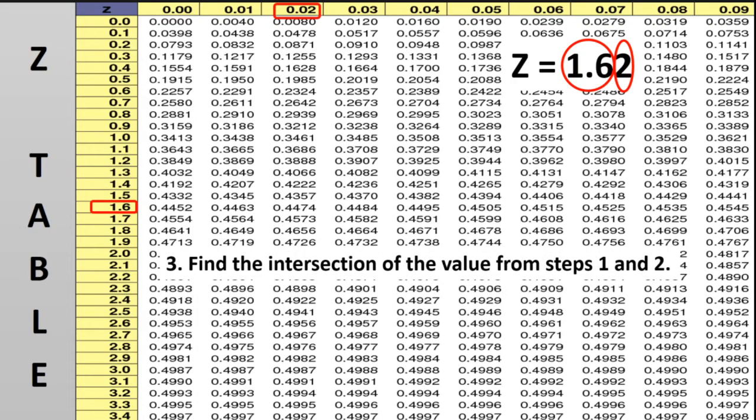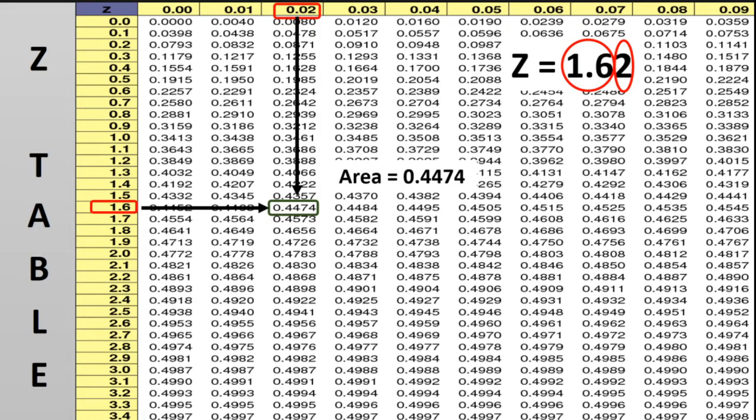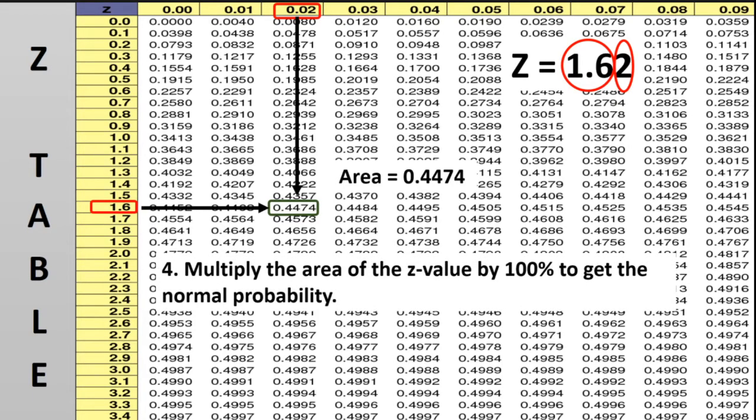The third step is to find the intersection of the values from step 1 and step 2. So the intersection here is 0.4474. This is already the area between the z-value and the mean. The last step is to find the normal probability by multiplying the area by 100%. So the normal probability of 1.62 is 44.74%. Did you get it?